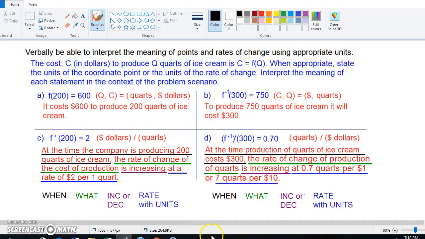Okay, after thinking about this, hopefully your mind is pretty clear. At what time? At the time production of quarts of ice cream costs $300, the rate of change of production of quarts of ice cream is increasing at 0.7 quarts per $1, or you could say 7 quarts per $10. Look those questions over. I guarantee on every AP exam that you will take for BC or AB calculus, you will see an interpretation of a rate of change.